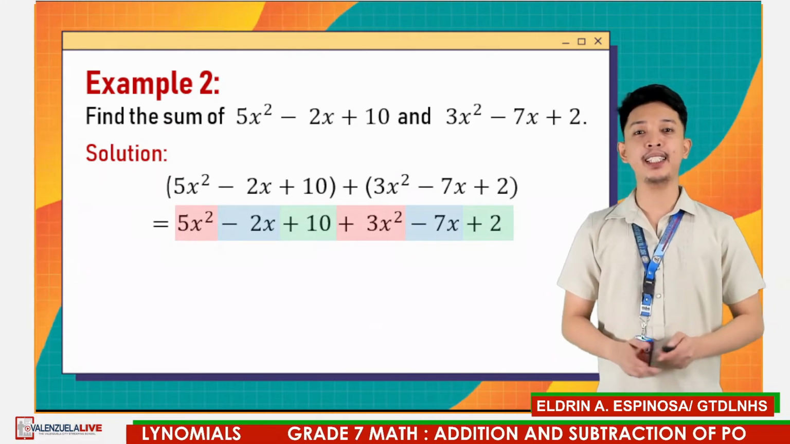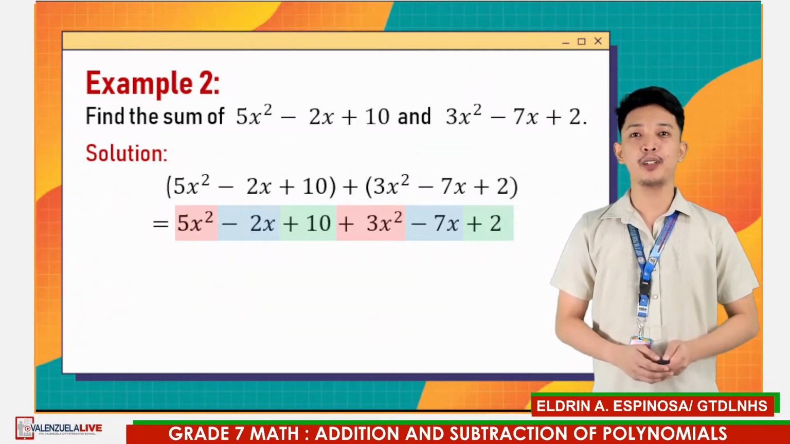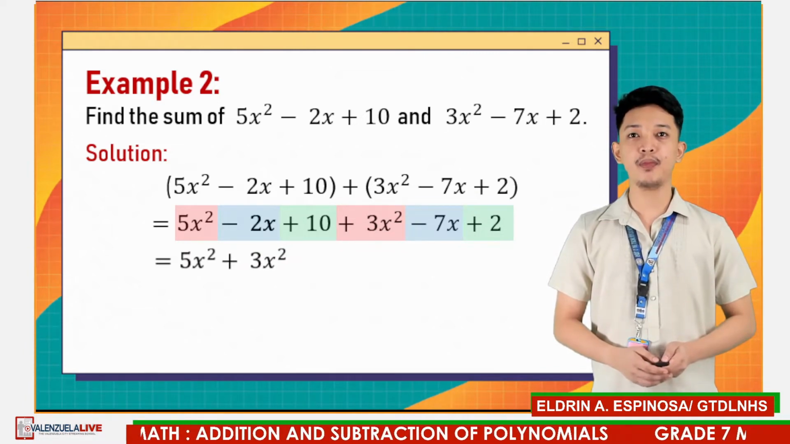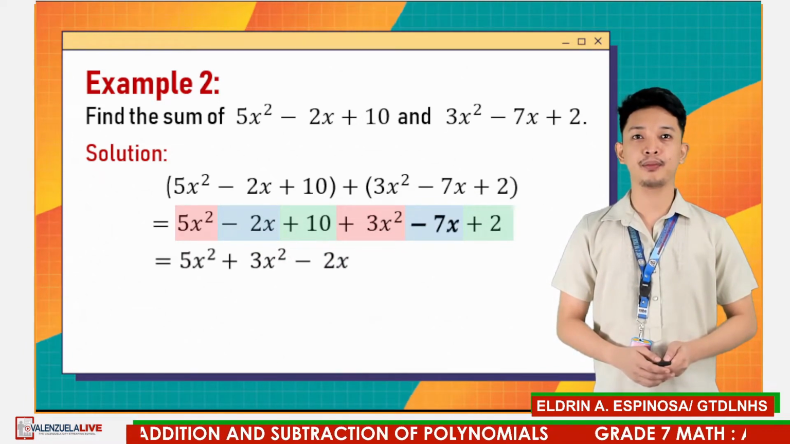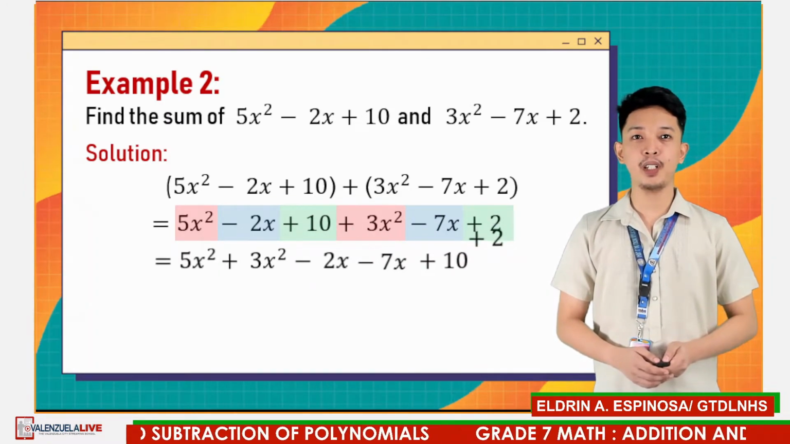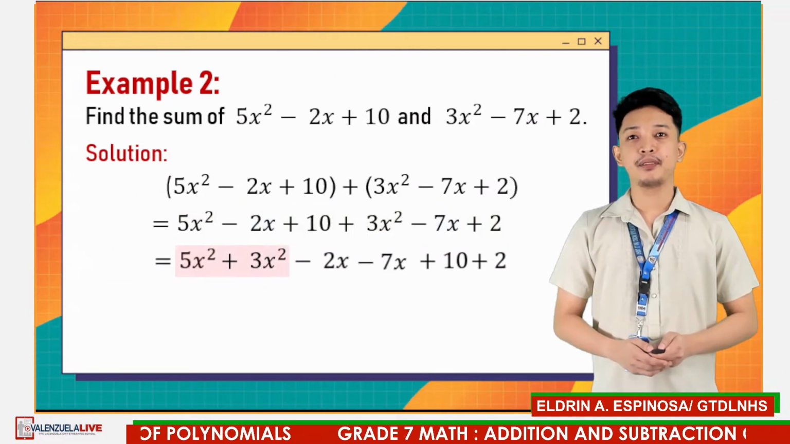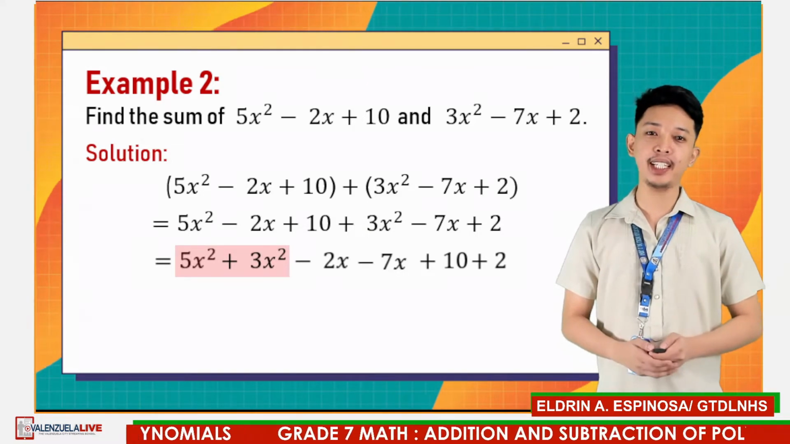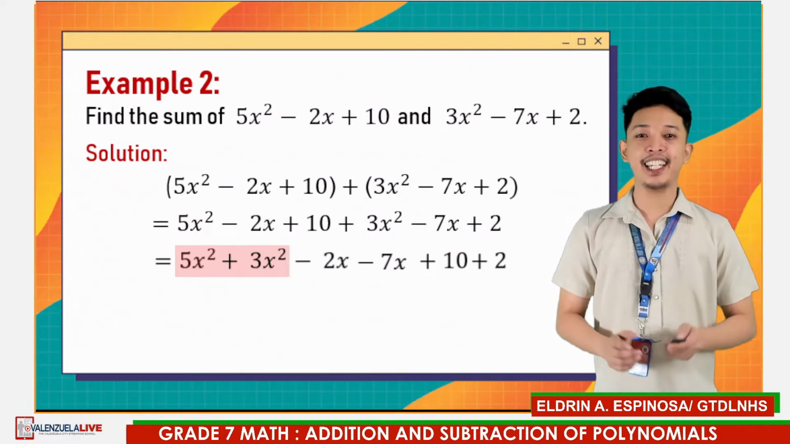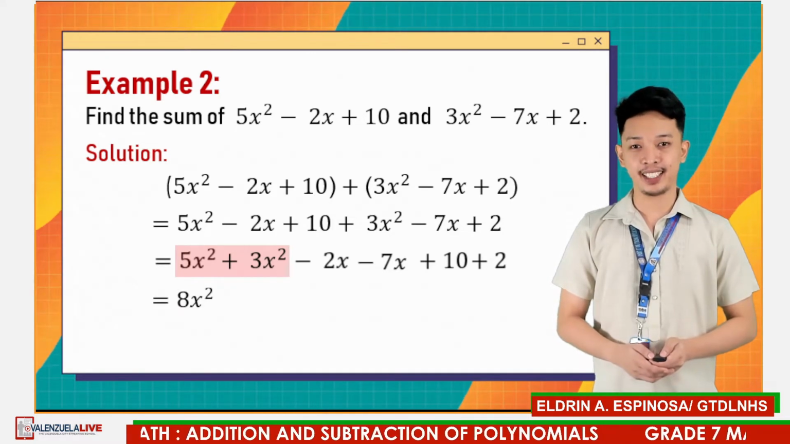Now, we can combine the similar terms. We can rewrite them adjacent to each other. So we will have 5x squared plus 3x squared minus 2x minus 7x plus 10 plus 2. Simplifying the similar terms, 5x squared plus 3x squared, add the numerical coefficients, 5 plus 3 is 8. Then copy the literal coefficient, which is x squared. So we will have 8x squared.